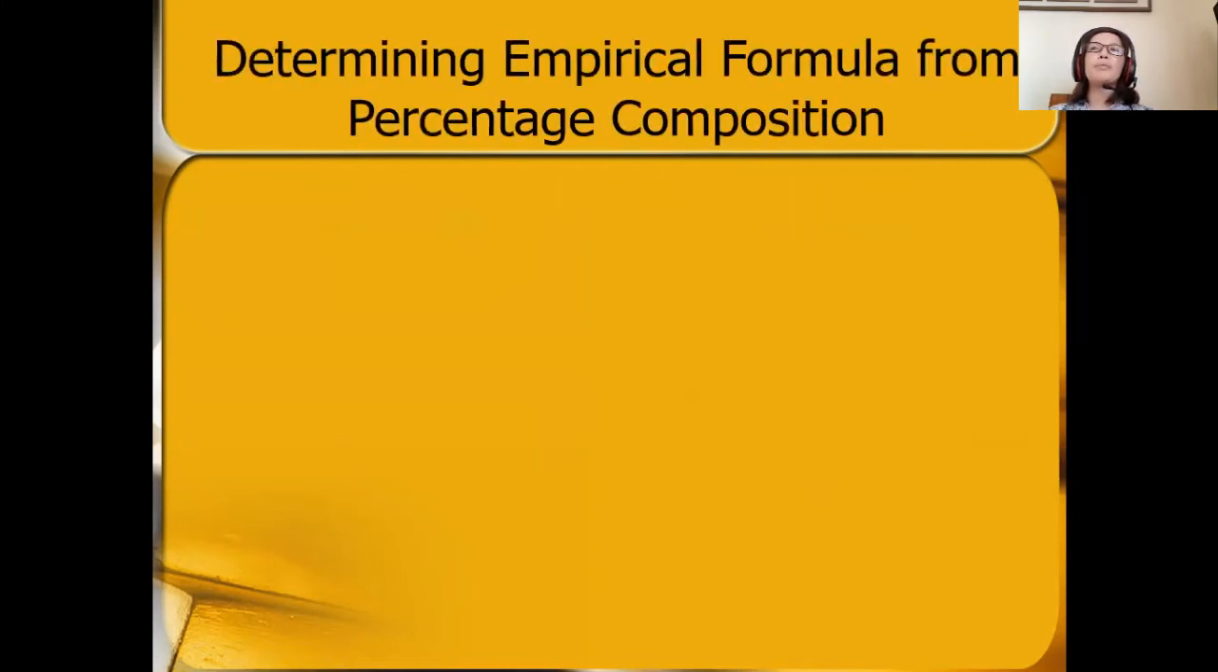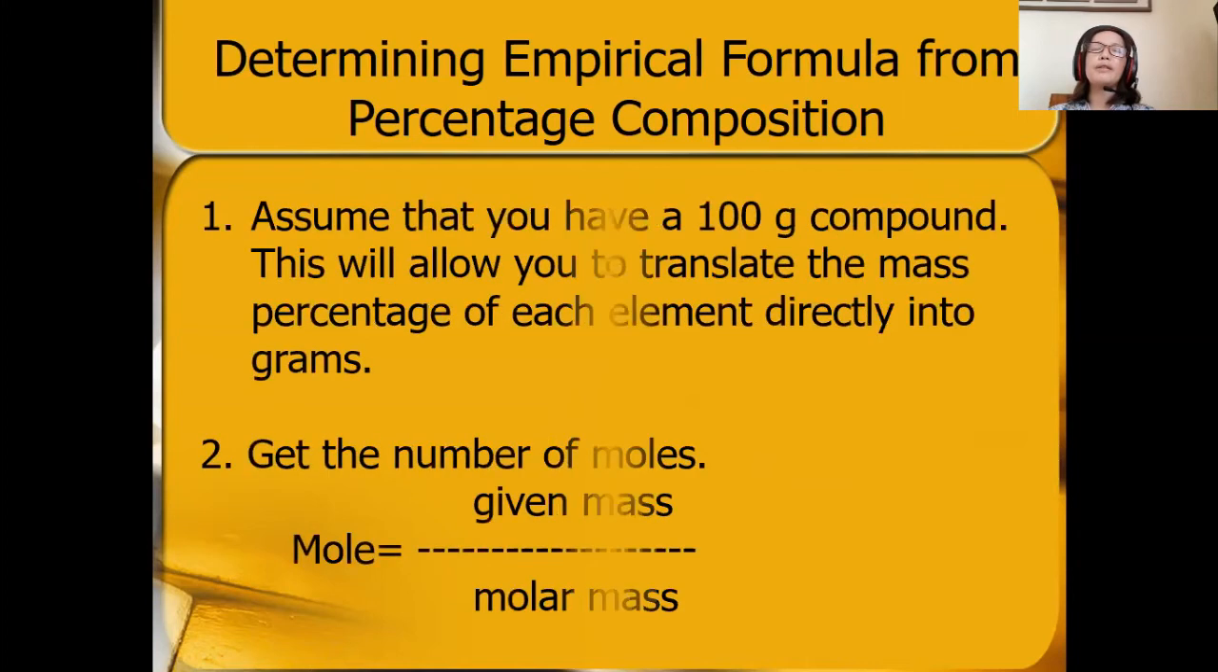Now, from percent composition, how can we determine the empirical formula of the compound? Given these steps, there are 4 basic steps that you need to apply in determining the empirical formula from percent composition. First, you have to assume that you have a 100-gram sample. This will allow you to translate the mass percent of each element directly into grams. So the given percentages will be converted to mass in grams.